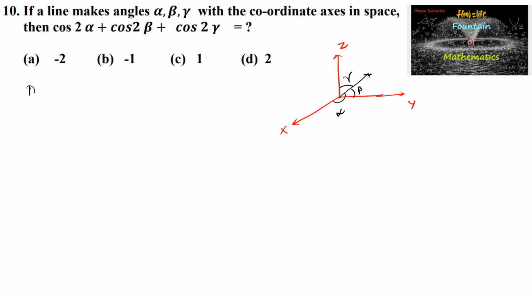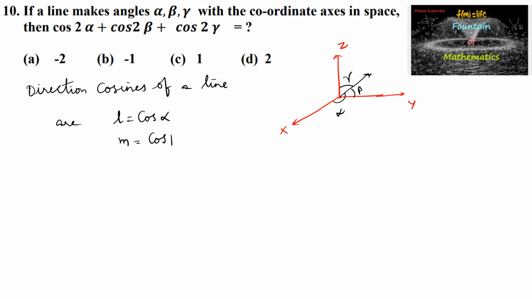We can write the direction cosines of the line as L is equal to cos alpha, M is equal to cos of the angle beta with respect to the y-axis, and N is equal to cos of the angle gamma. And there is a relation between these cosines of the angles for a line.